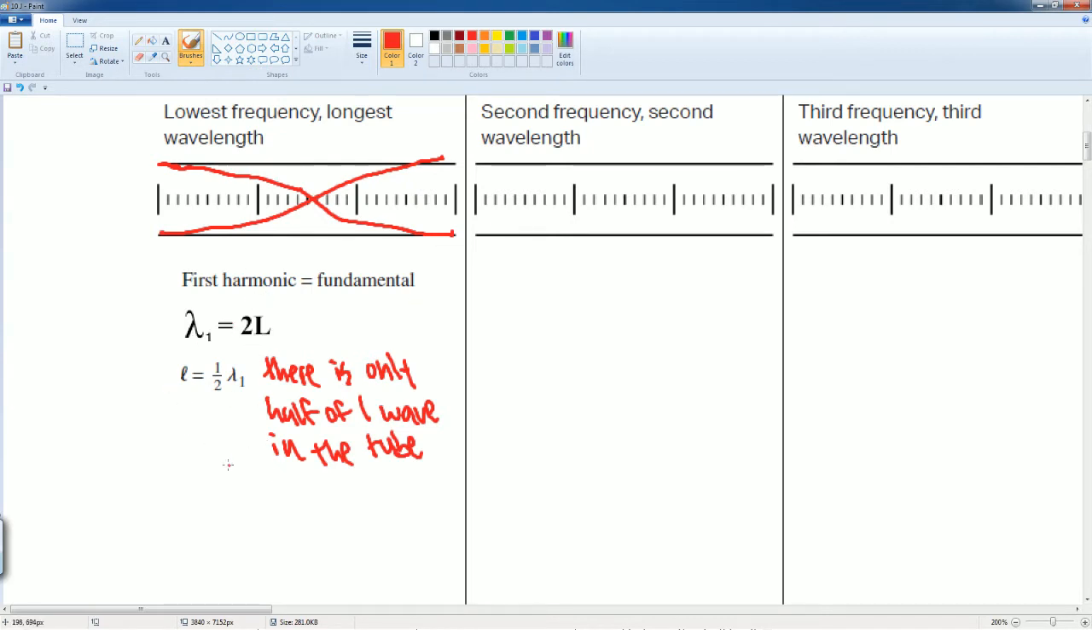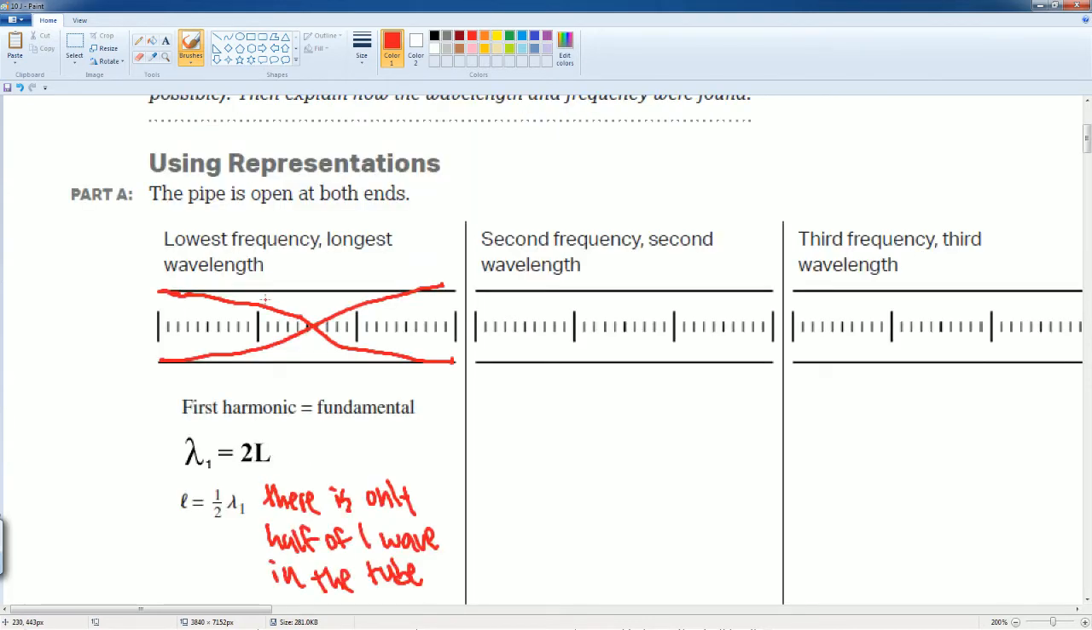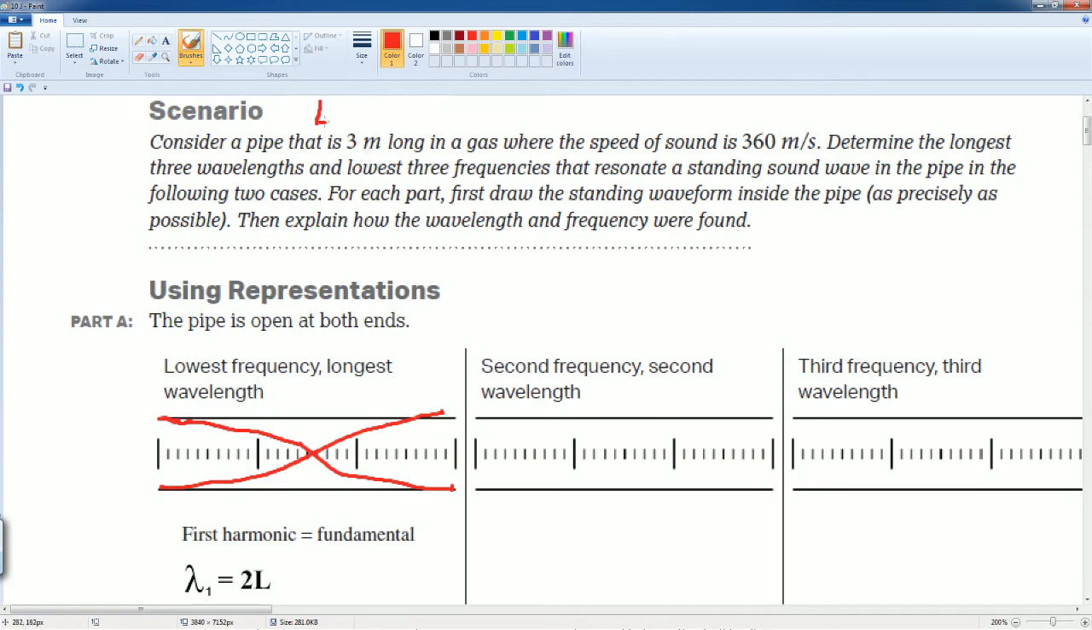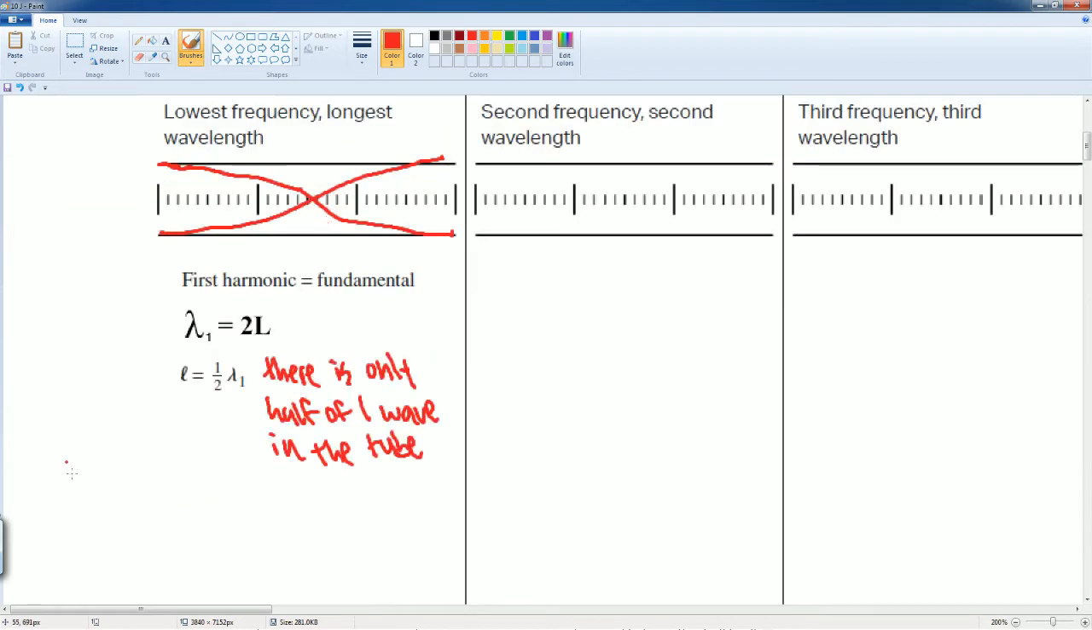All right, and to do this, we just plug it in. So we know that the L here equals 3 meters. So let's just plug that in. So lambda is equal to 2, and this was 3. So lambda was equal to 6 meters.